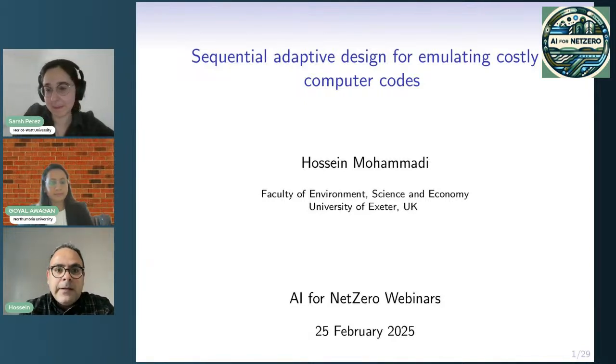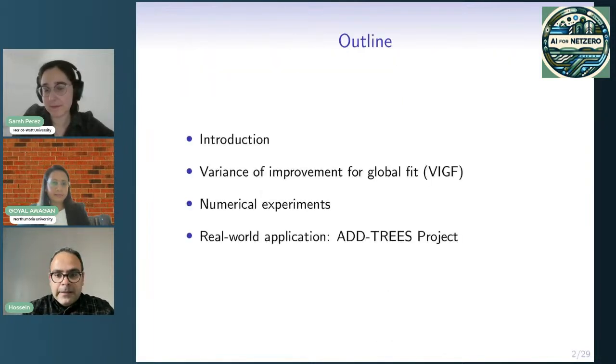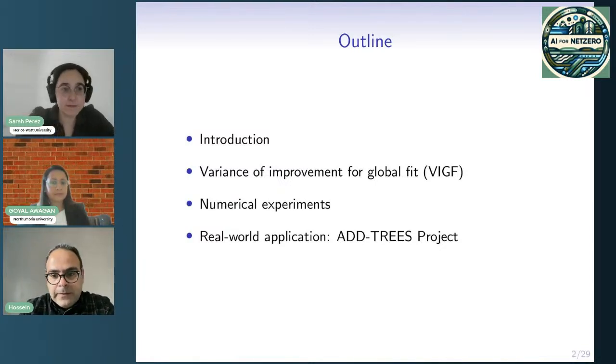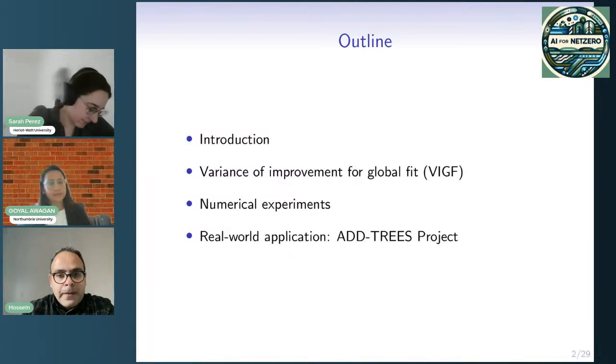My name is Hossein, and today I will present my work on adaptive design of computer experiments. And this is the outline of my talk. At the end, I will talk about the At-Risk project, which is part of AI for Net Zero.